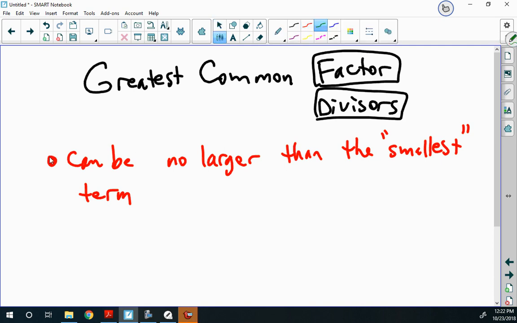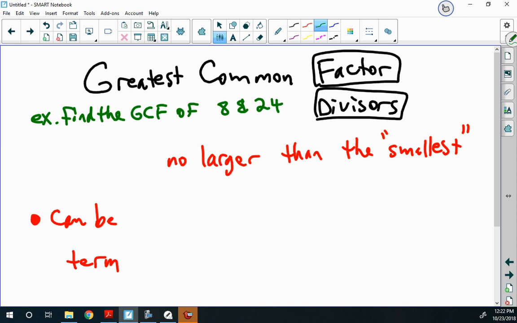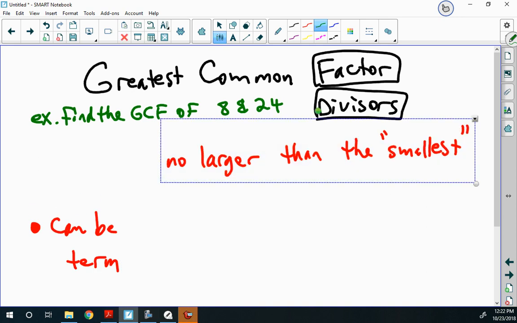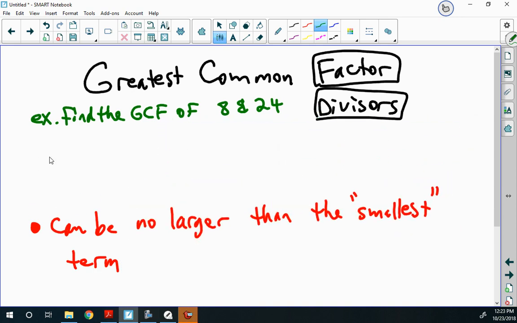So maybe it makes sense to look at some specific numbers. Find the GCF of 8 and 24. Now, a lot of people make mistakes when they do this. They say it's 24. It's not 24. It can't be. It's not allowed to be any bigger than the smallest term. They get it twisted. They don't understand what factors are. They forget the definition that their 6th grade teacher told them about factors, or that their high school algebra teacher told them about factors.